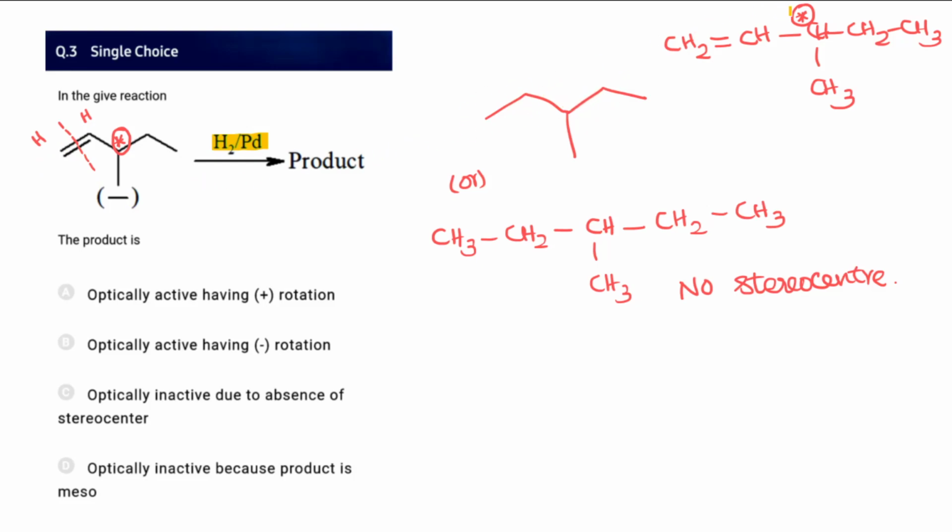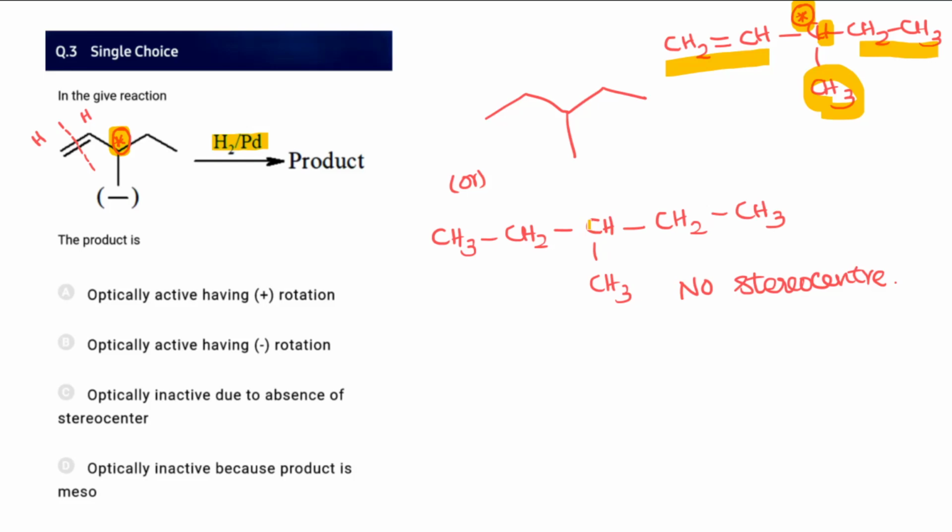Why? Because initially this carbon is a chiral carbon. So I have given an asterisk here. You can check, this carbon is attached to 4 different groups. One side is one group, and the second group is CH3. The third group is ethyl. The fourth group is hydrogen. So the carbon is attached to 4 different groups, so there is one stereo center. But after hydrogen is added, there is no stereo center present at all.